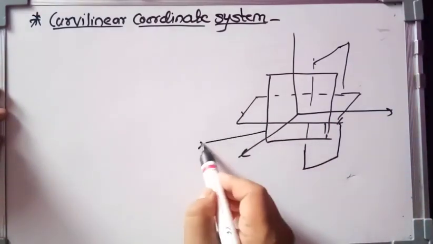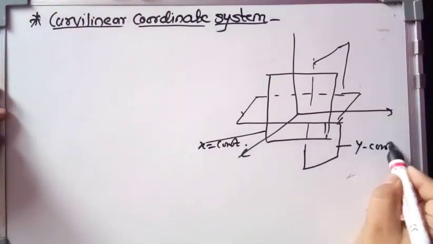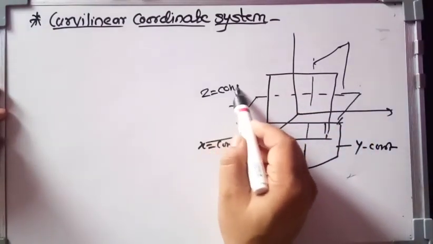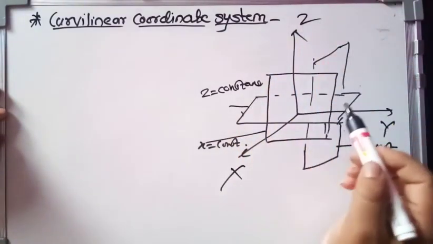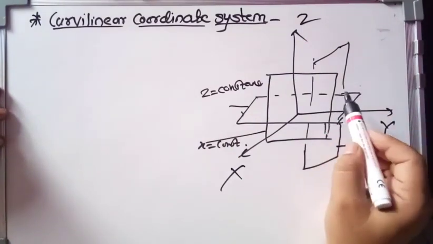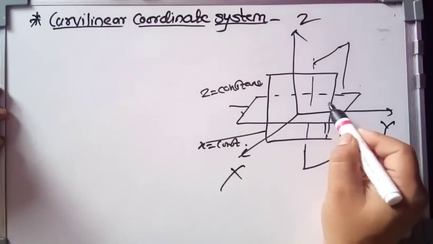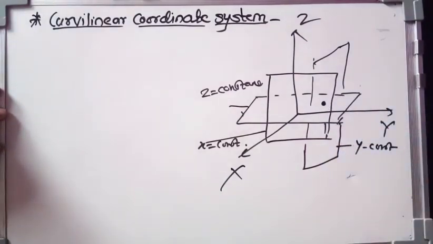This is x equal to constant plane. This is y equal to constant plane. This is z equal to constant plane. And the intersection of these three will be somewhere here. That is, the position of the point is obtained by intersection of three mutually perpendicular planes, x equal to constant, y equal to constant, and z equal to constant.